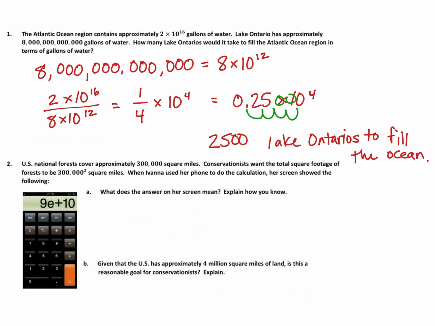Two says U.S. national forests cover approximately 300,000 square miles. Conservationists want the total square footage of the forest to be 300,000 square miles squared. When Ivana used her phone to do the calculation, her screen showed the following. What does the answer on her screen mean? And explain how you know.